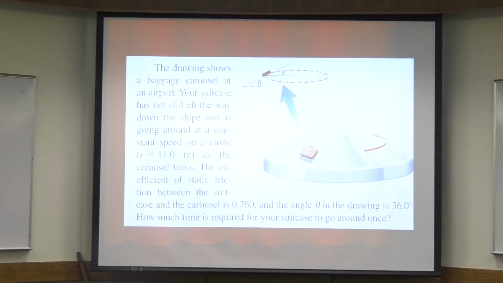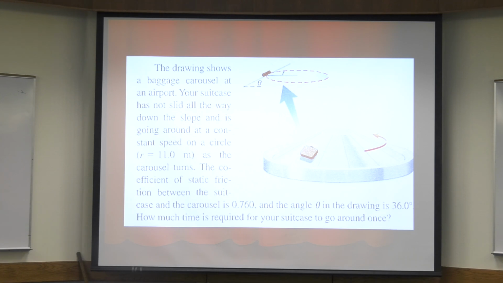Okay. Now, what are we supposed to find? It says the time for the suitcase to go around once. Well, what's that called? We've talked about that in the past. What's the time for one complete orbit or one complete cycle of, like, a clock? It's the period, right? So what we want is the period. It's not just any old time. It's the time for one revolution. Okay? You can do it.